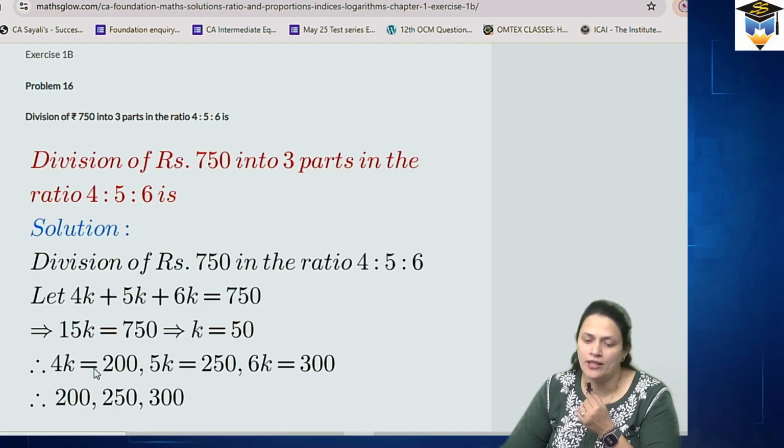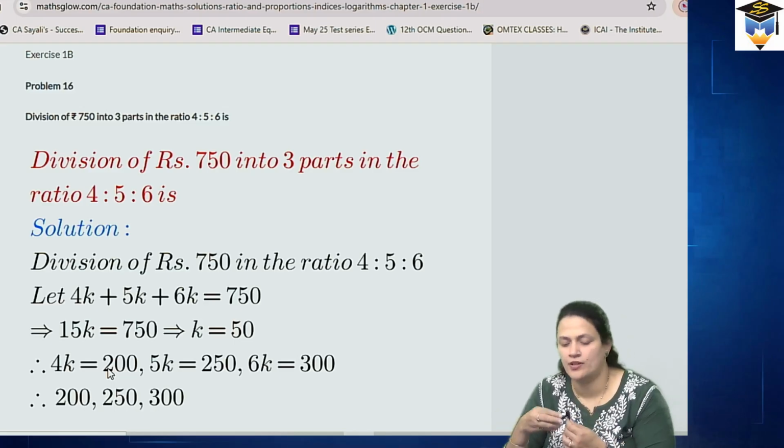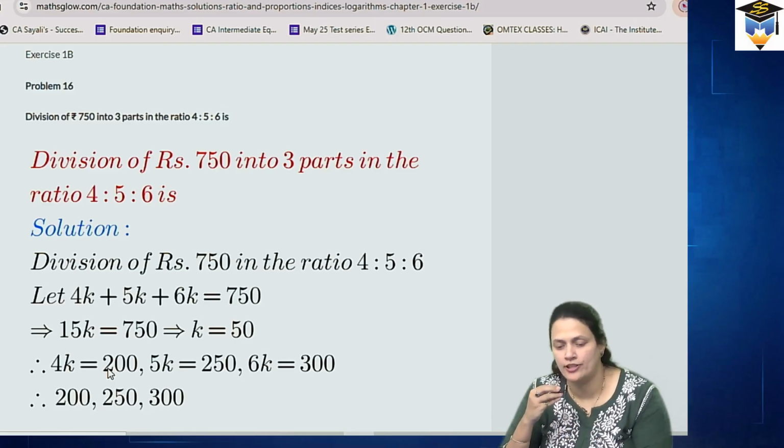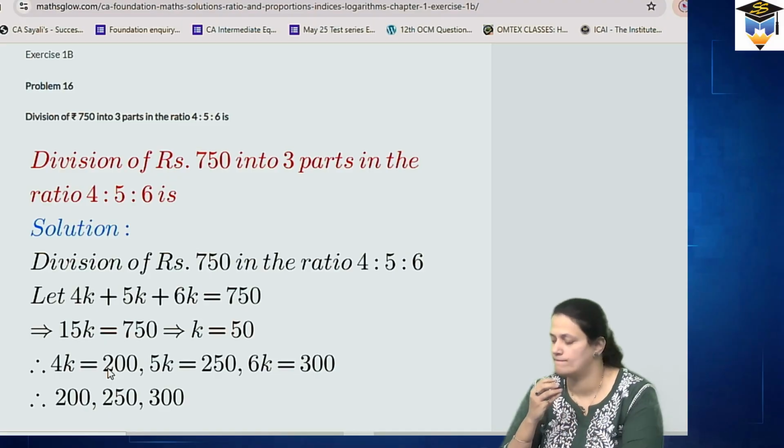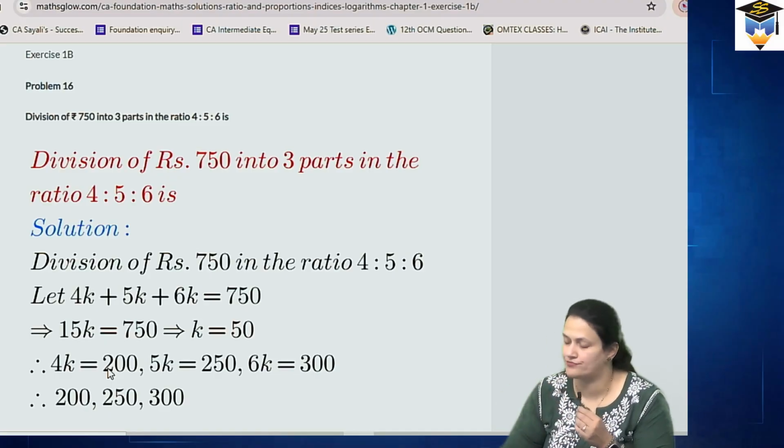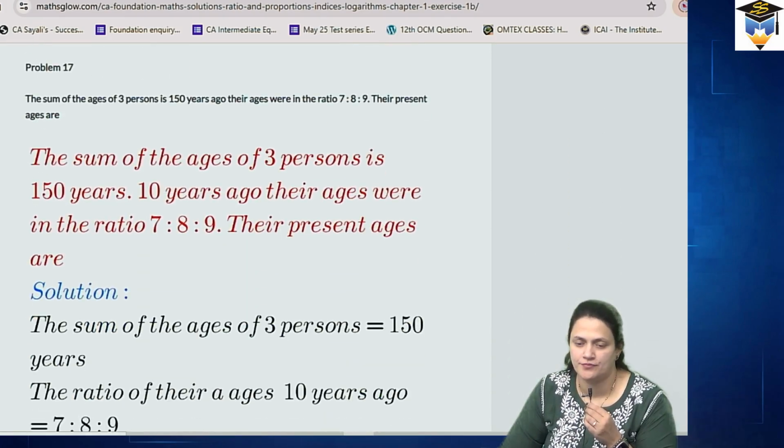So 4 into 50, that is 200. 5 into 50, that is 250. And 6 into 50, that is 300. So 200, 250 and 300. Option A. A option is the correct option for problem number 16. Okay, so now the 17th one.